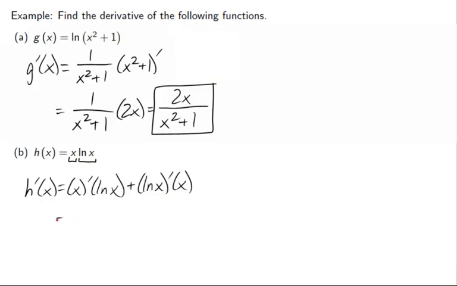Now let's calculate the derivatives. I get 1 times the natural log of x. And remember, the derivative of natural log of x is 1 over x, times x. So what happens is I get the natural log of x, and in this term the x's cancel, and I just get plus 1.